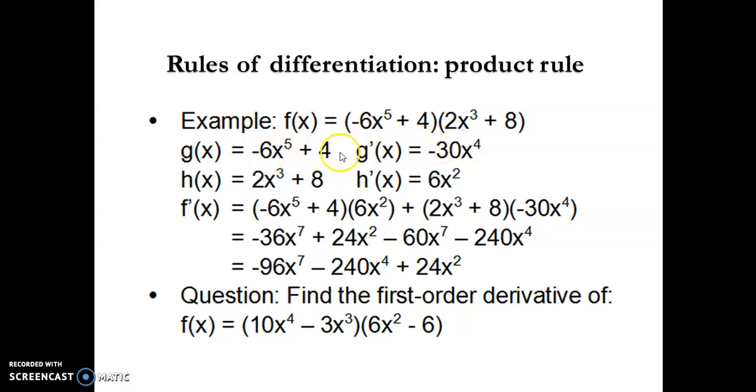5 times minus 6 is minus 30x to the power of 4, and that constant differentiates to 0. And the first order derivative of this is 3 times 2 is 6x squared, and that constant differentiates to 0. So therefore, f dash of x is going to be g of x, which is that, multiplied by h dash of x, which was 6x squared, plus h of x multiplied by g dash of x. So now you can multiply out and then you can simplify by adding your like terms, and that is your final answer. So please do this question as homework and we can revert back to the chat room to discuss our answers.